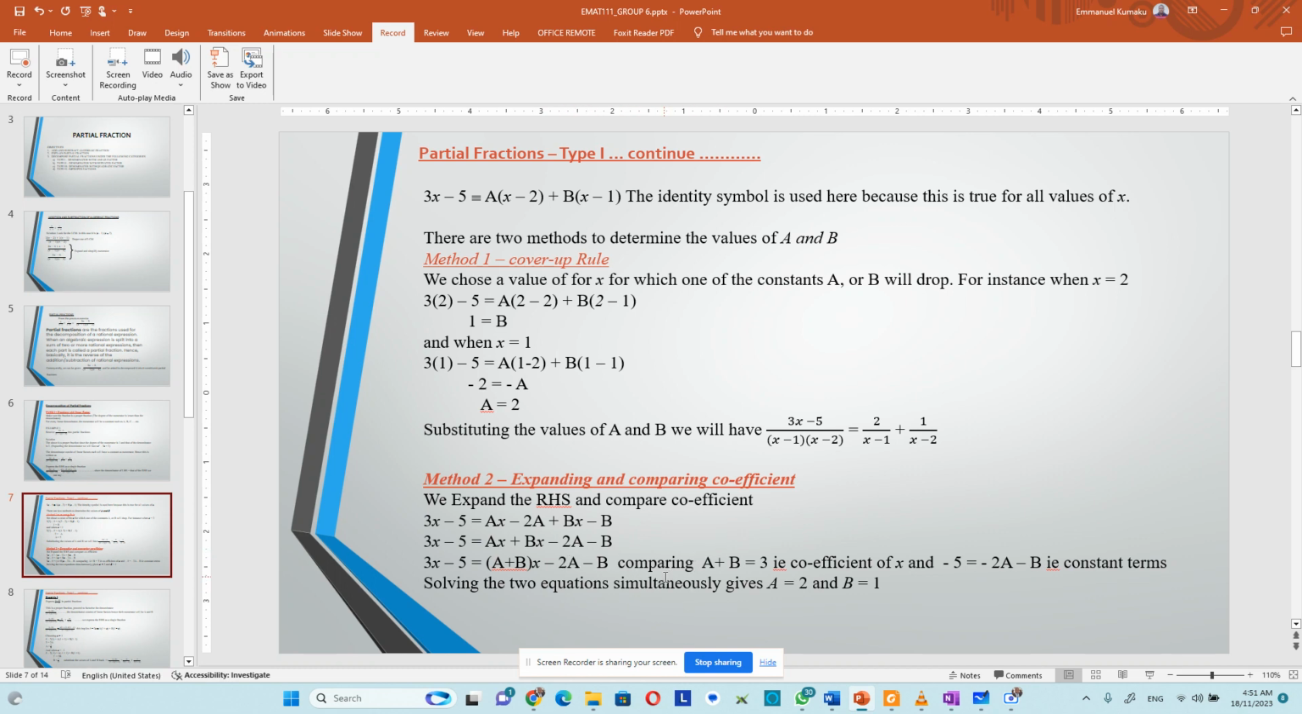Then we compare coefficients. A plus B is equal to 3. That's comparing the coefficient of x. So here, the coefficient of x on the left hand side is 3.